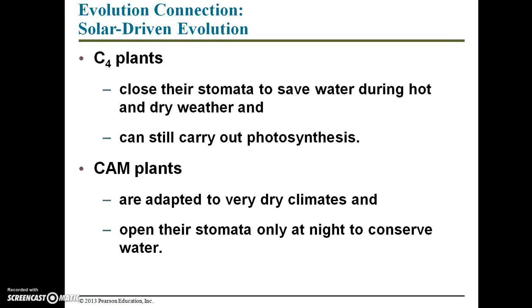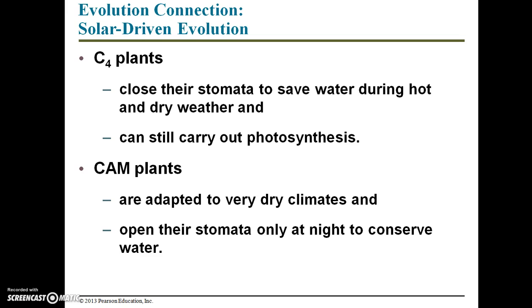But what if you have a really dry environment where plants need to close their stomata in order to prevent water loss through evaporation? And they basically have this trade-off between trying to conserve water and taking in enough carbon for their photosynthetic reactions. Well, we have 2 different evolutionary solutions to that problem. One is a C4 plant, and C4 plants close their stomata to save water during hot and dry weather, and they can still carry out photosynthesis.